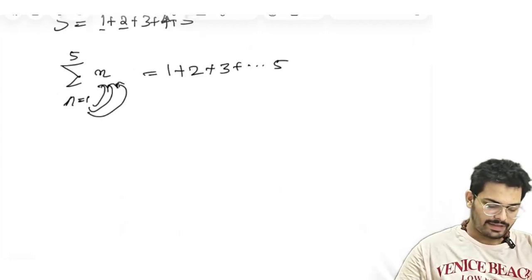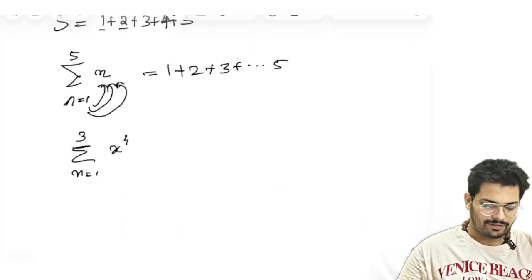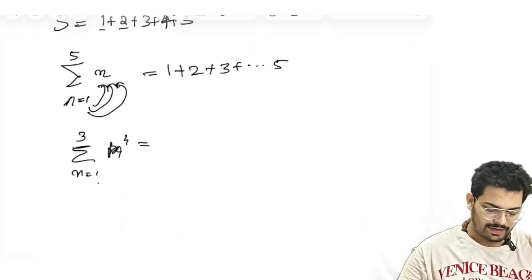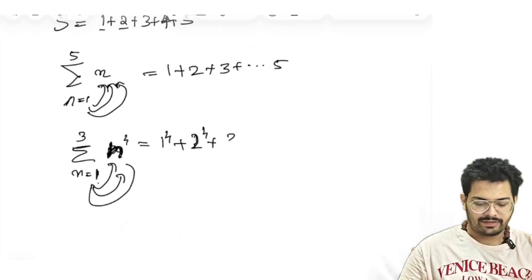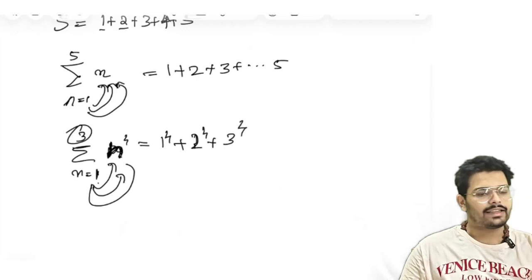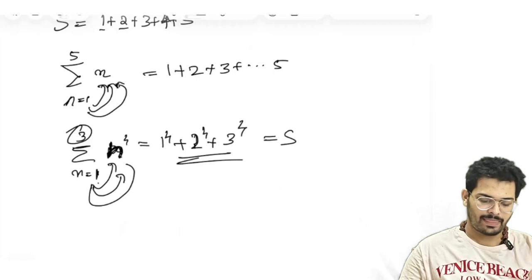Again, if sigma n equal to 1 to 3, n raised to 4, n is the variable. First you put n equal to 1, that is 1 raised to 4, then n is increased by 1, and since it is sigma notation, we add, that is 2 raised to 4. Now n again increases to 3, 3 raised to 4, and we write it only till 3. So this is how sigma or sum is used to express.